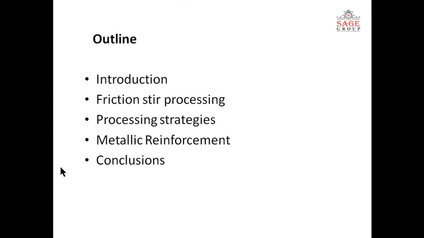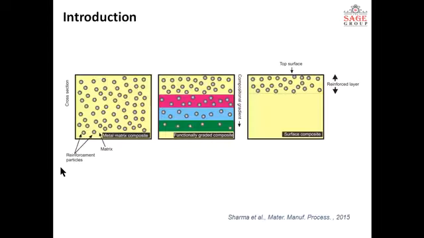So, the outline of my presentation covers introduction, friction stir processing, processing strategies, metallic reinforcement, and at last conclusion. So, the basic of composite, or what is a composite, is simply a mixture of two or more materials. This is a very simple definition of the metal matrix composites.